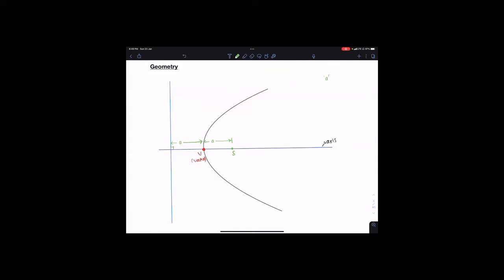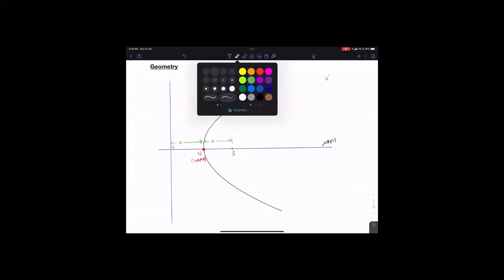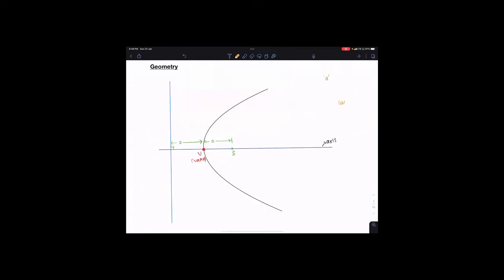Next there is something called latus rectum. What does latus rectum mean? It is nothing but a double ordinate passing through the focus. Now you may say, sir, what is a double ordinate? A double ordinate is nothing but a chord perpendicular to the axis.